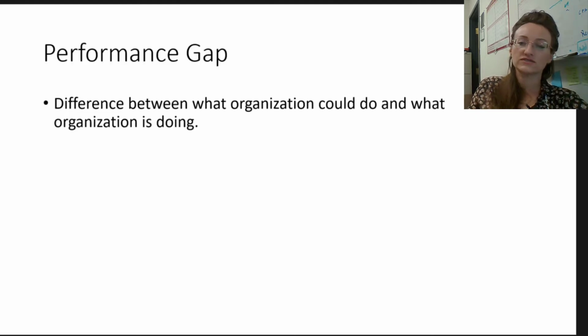A good place to start a diagnosis is in identifying the gap between what the organization should be doing and what it's actually doing. That's the performance gap. Do keep in mind, though, that clients can have unreasonable ideals and expectations for performance.